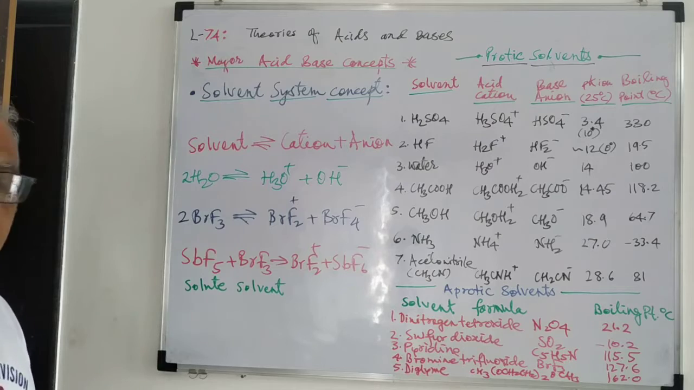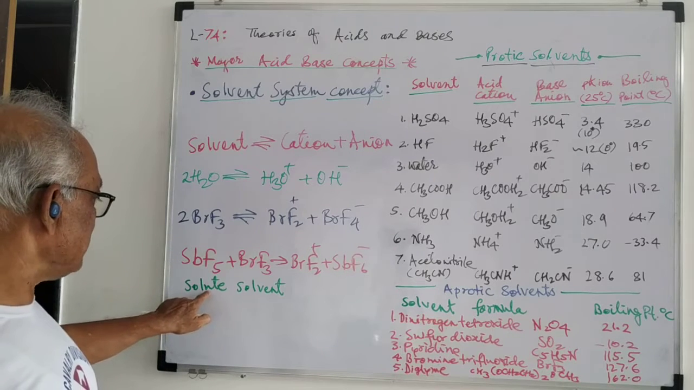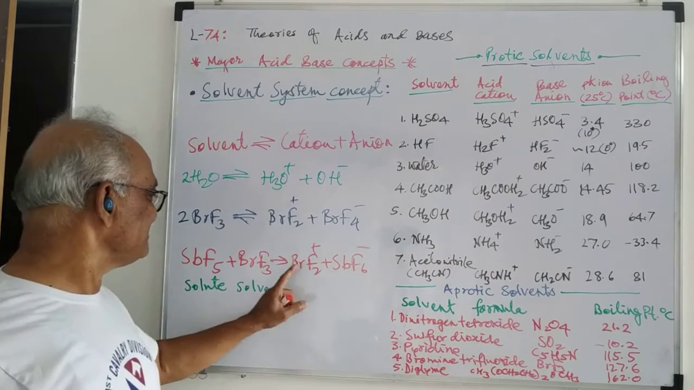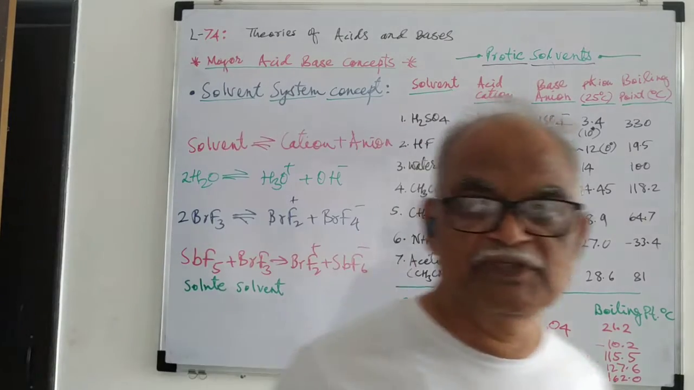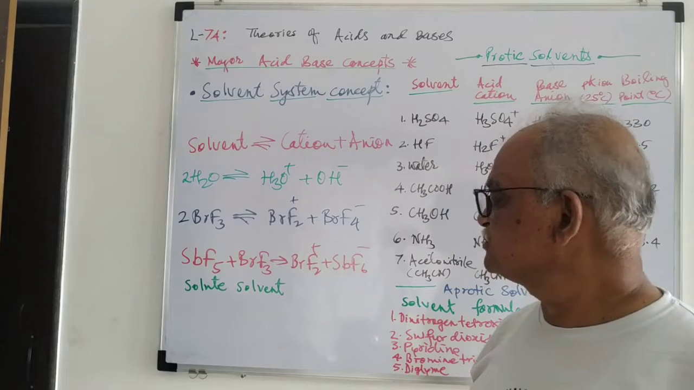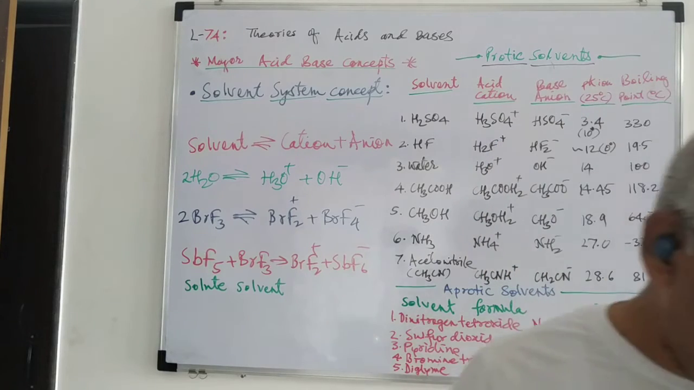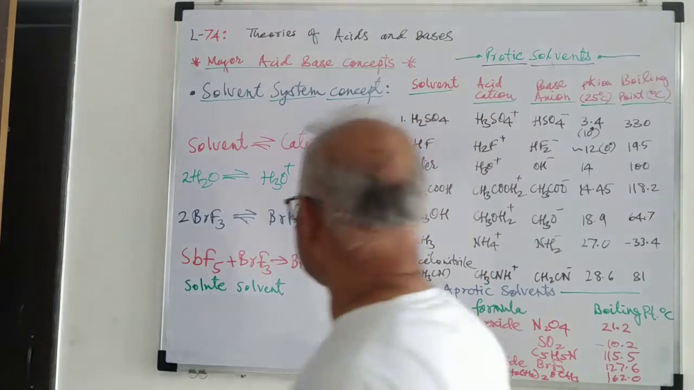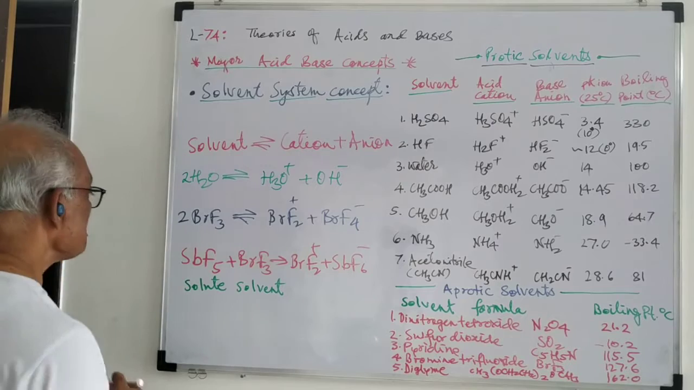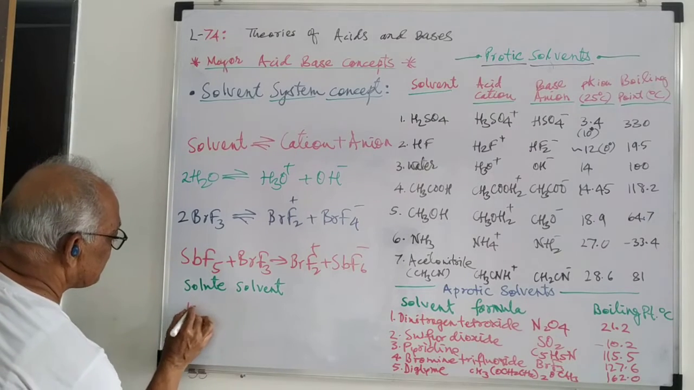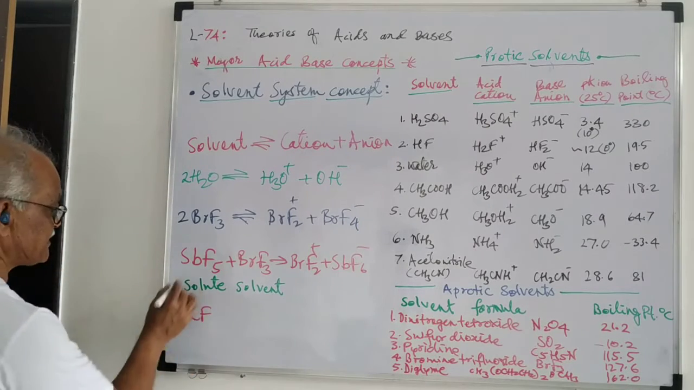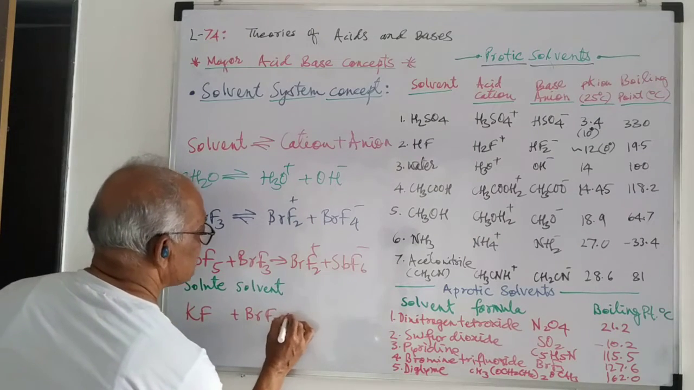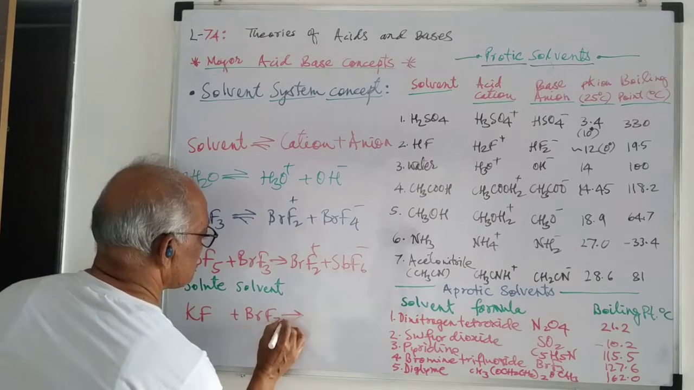You can know this. But when this solute is dissolved in BrF3, it shows that there is an increase in the concentration of BrF2 plus, and therefore it is an acid. Now if we consider another example, KF is a solute and BrF3 is a solvent.